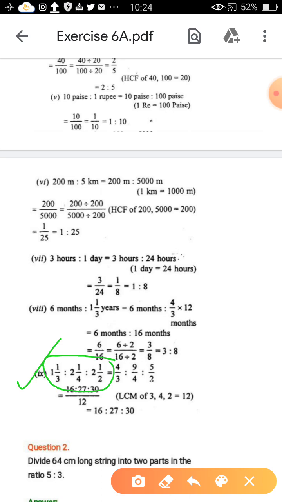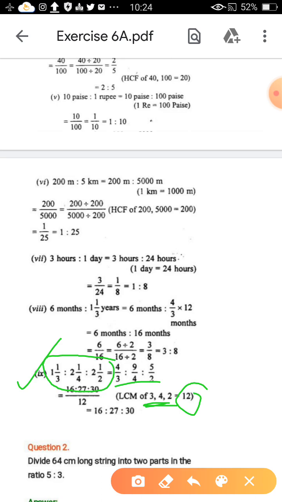When three ratios are given, at that time you have to take the LCM of the denominators. See what is at the denominator? 3, 4 and 2. What is the LCM for that? LCM will be 12. Then multiply the given ratios 4 upon 3, 9 upon 4 and 5 upon 2 by 12, and write down 12 at the downside.